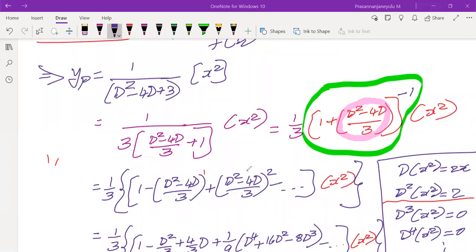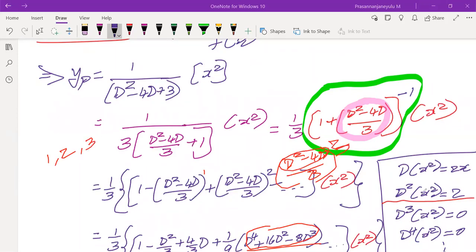Okay. Next, in the second term expansion, what will we get? What is the least power of d inside the brackets? 1 whole square. If we do whole square, then what is the least power of d in that expansion? 2 only. In the same manner, what is the next term? We'll get d square minus 4d by 3 whole cube. If we do the simplification, what is the least power of d? It is the a minus b whole cube formula, so 3 only we will get.